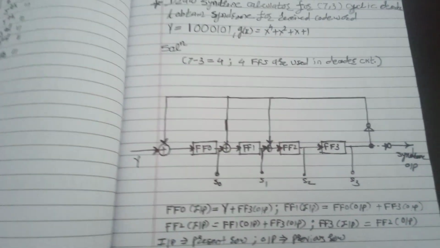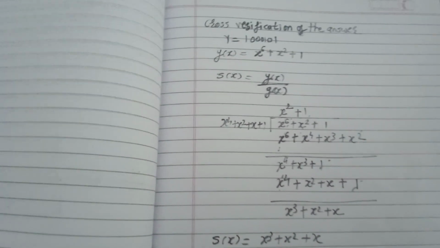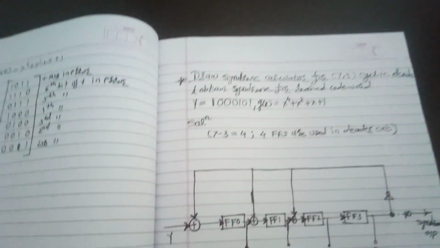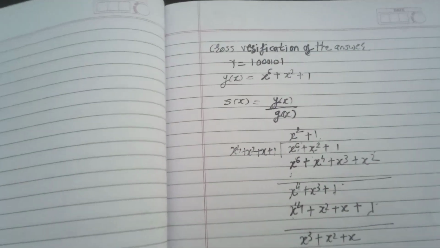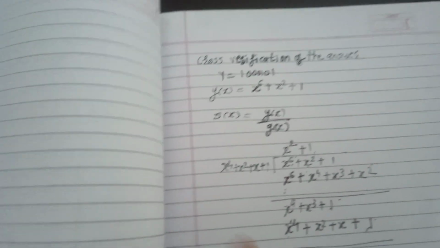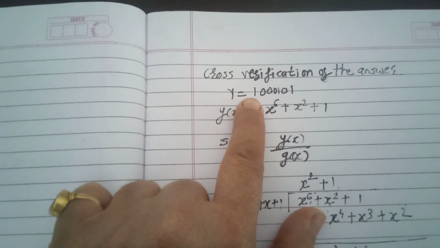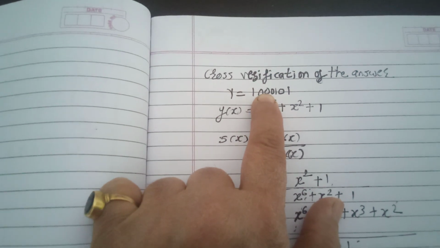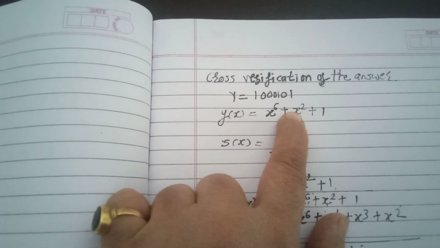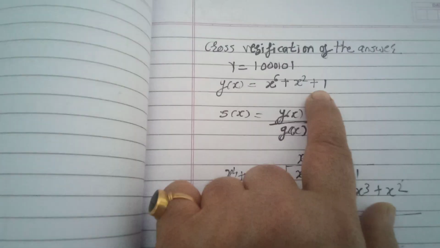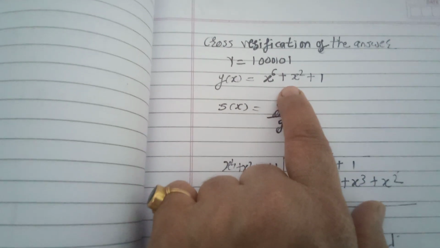So that's why the syndrome you have to write like this, 110. So let us do cross verification of the answer, which we have also done in the previous 2 examples for 7,4. So y is this one. So y(x) is, this is 7 bit. So x^6, 5 is not there, 4 is not there, 3 is not there, x square, x is not there, 1. So x^6 plus x square plus 1.